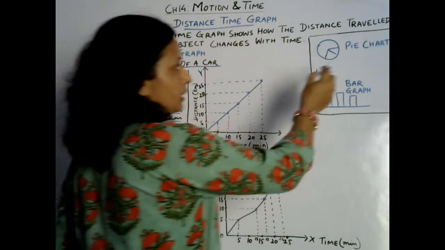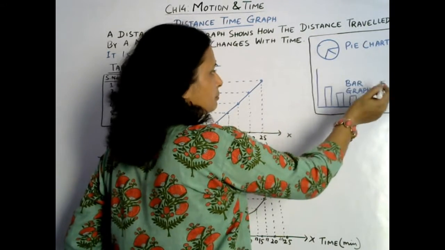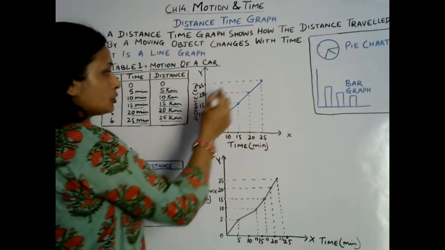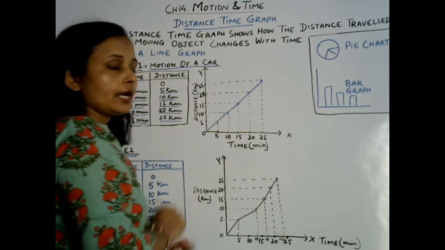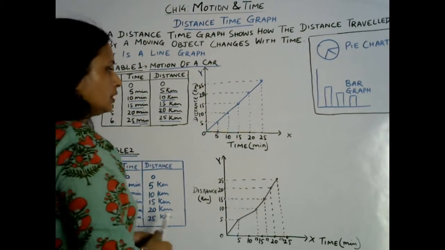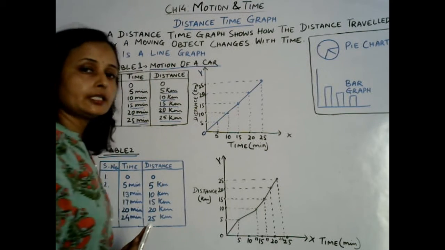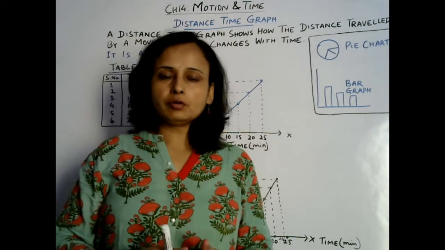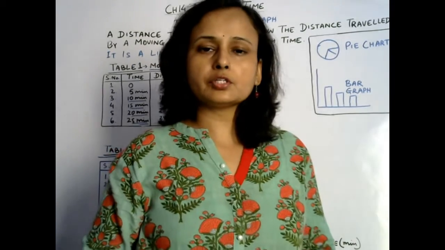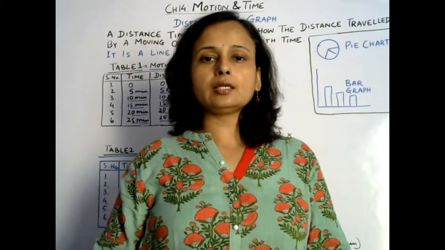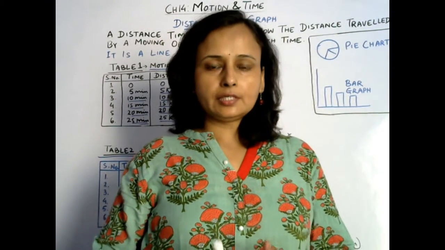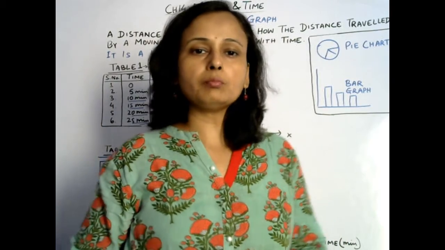There are two more types of graph. Those are pie graph and bar graph. But for making a distance time graph, it can be drawn in a line graph. And if a graph is showing a straight line, that means the vehicle is showing uniform motion. And if a graph is not showing a straight line, can't be drawn in a straight line, that means that vehicle is not showing a uniform motion.